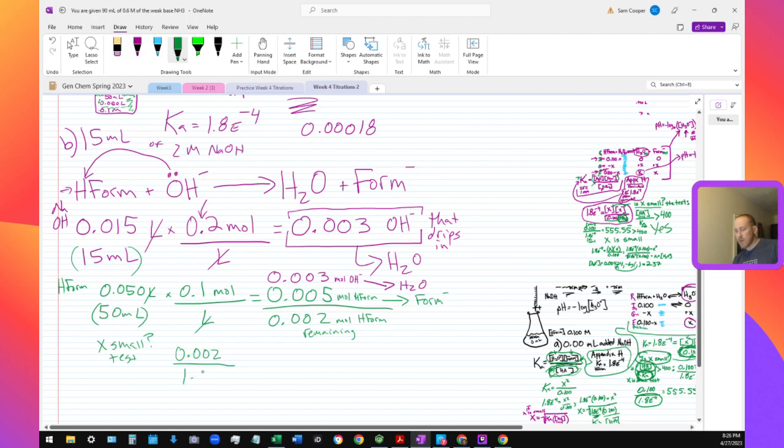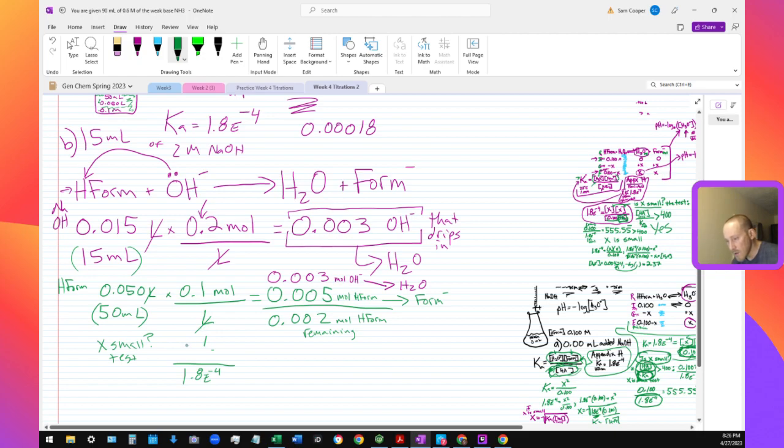0.02 divided by 1.8 times 10 to the minus fourth. I mean, yeah, X should be even smaller than last time, because last time... oh, wait, but that's not the concentration, is it? My bad. That's just the moles. We actually have to take those moles. Basically, I'm sure X is small, but we're going to do it just this one last time anyway.